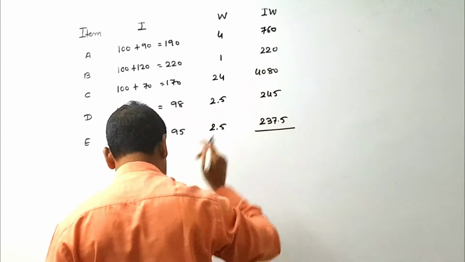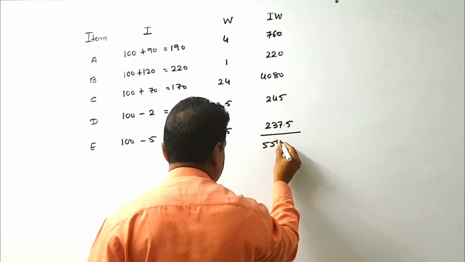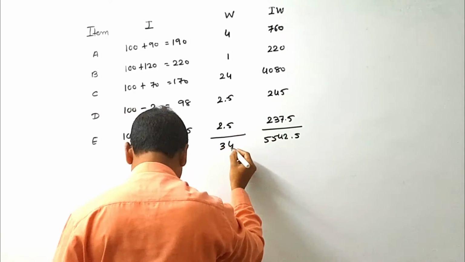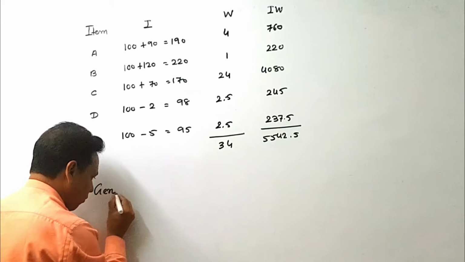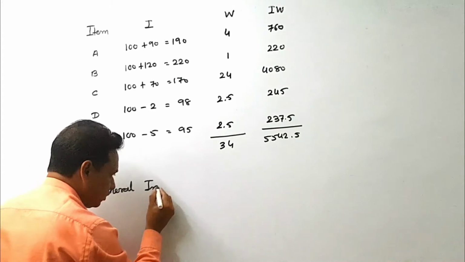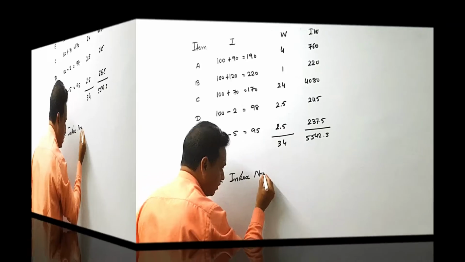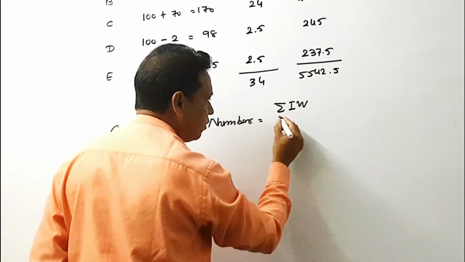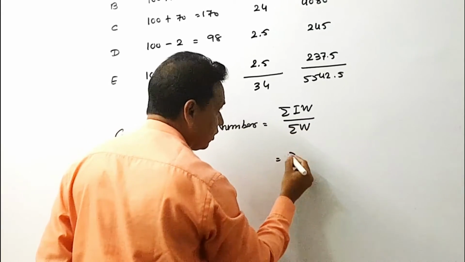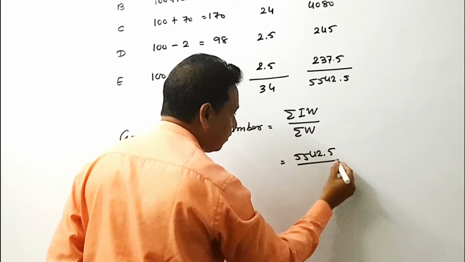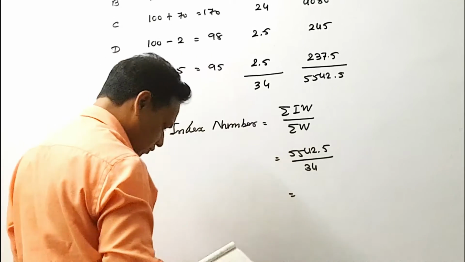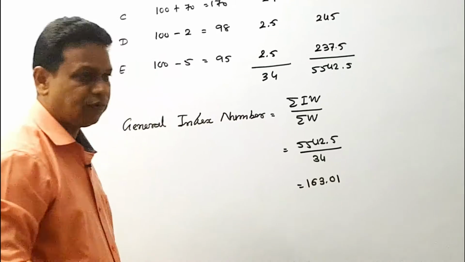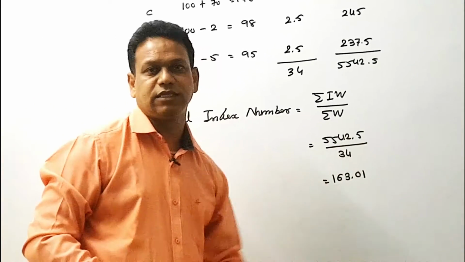Now please get the total of this column. It is 5542.5, and the total of W is 34. So now the general index number: sum of IW divided by sum of W is 5542.5 divided by 34. After using our calculator, we get the answer 163.01. So the excess part always shows us there is an increment.